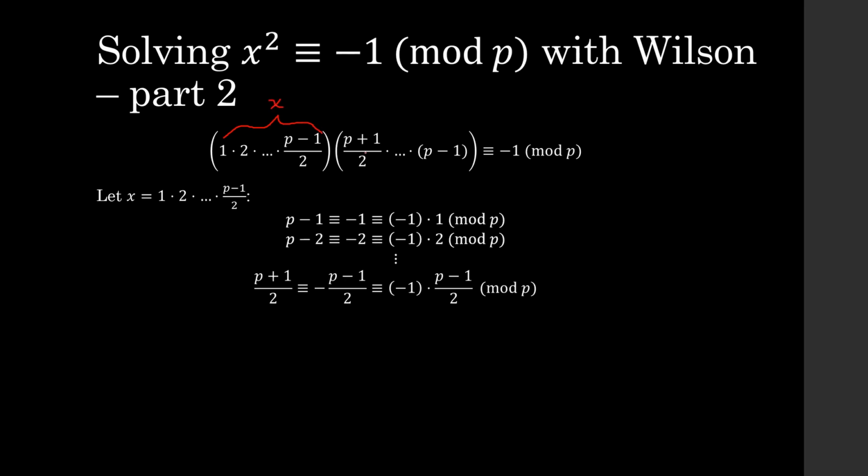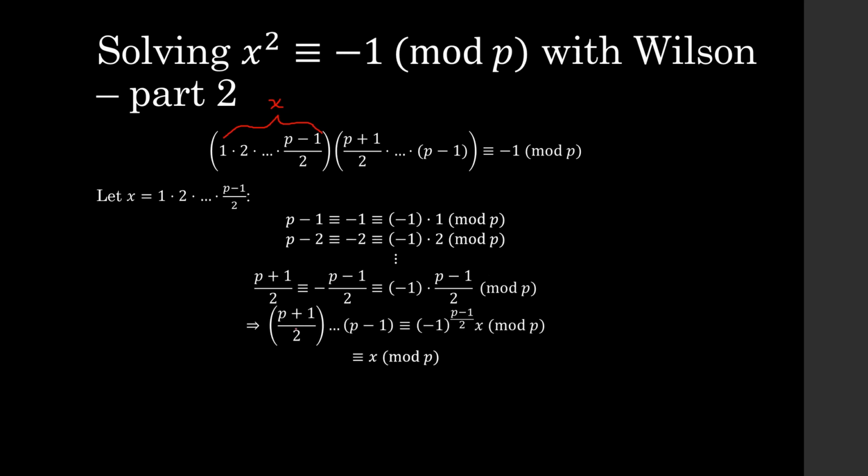And so now we're going to note, now this is maybe a little cumbersome, but we're going to note that P minus 1 is congruent to minus 1, right? And that's congruent to minus 1 times 1 mod P. That's pretty obvious, okay? P minus 2 is congruent to minus 2, and that's congruent to minus 1 times 2 mod P. And in general, we can keep going all the way to P plus 1 over 2, because P plus 1 over 2 is just P minus 1 over 2. And so that's going to be congruent to minus P minus 1 over 2, which is congruent to minus 1 times P minus 1 over 2. Okay?